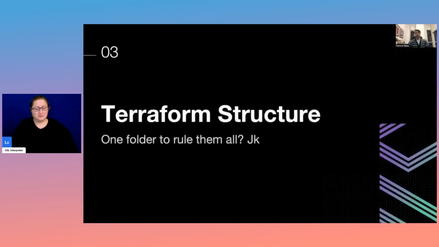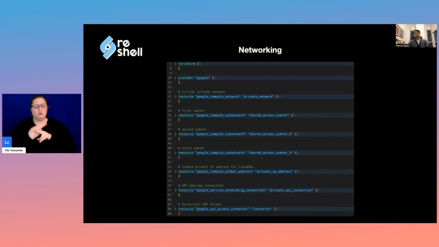So let's talk about Terraform structure and how we can break this down into simple, reusable components. First up, we have networking. We can create a separate folder or module for our networking components. In most cases, organizations use these to deploy and configure their VPCs, subnets, firewalls, and all things related to the network. In our case, we're doing something similar by deploying VPC, subnets, a private IP address, and then our two components that allow us to communicate with Cloud SQL over private IP.